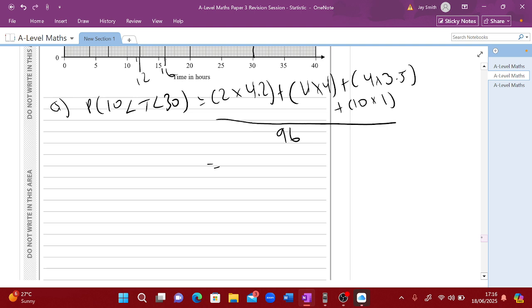Oh, it's a weird one. You get 121 out of 240. Is that right? I wouldn't be surprised if that was wrong, given all the other mistakes I made. Yeah, what have I done here? 2 times 2 times 4.2, 4 by 4, 10 times 4.